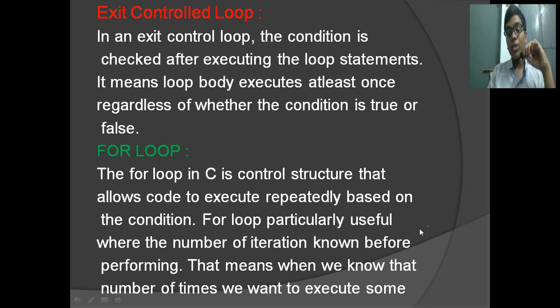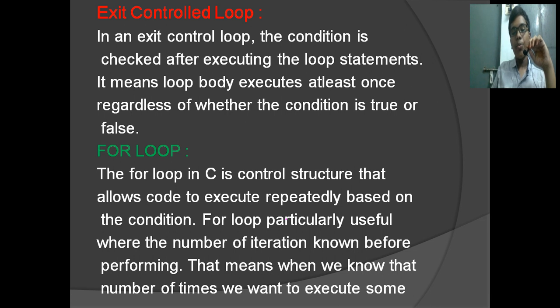For loop is particularly useful when the number of iterations is known before performing. This is the main place where we have to use for loop. If I already know I have to repeat the statement 100 times or 1000 times, as I knew the number of iterations before, I have to go for loop. This is the main part to keep in mind. That's it. The definition is not useful.